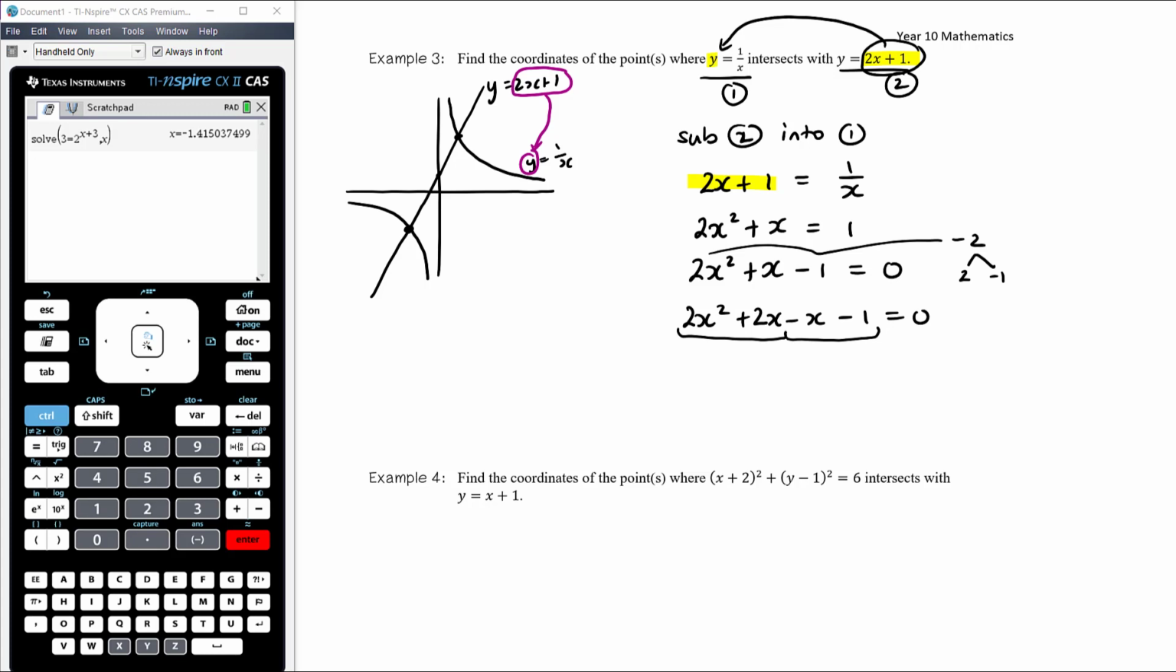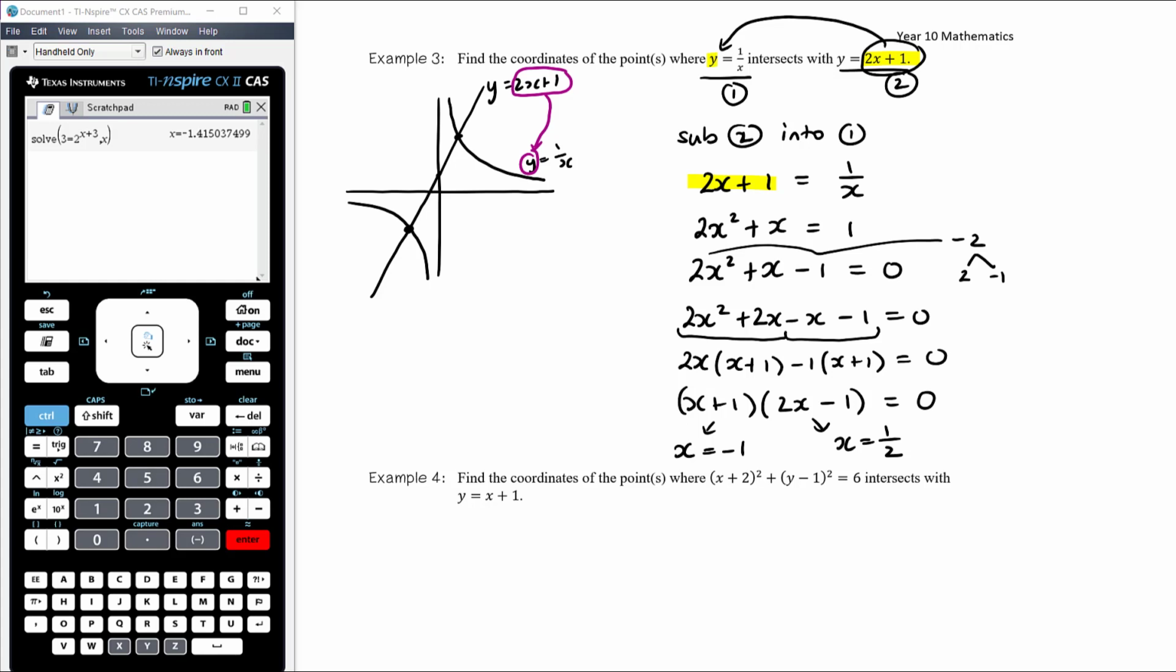Factorising the first two terms, common factors there are 2x, leaves me with x plus 1. Common factors in the second two terms, negative 1, leaves me with x plus 1. And so taking out x plus 1 as my common factor, I get x plus 1 times 2x minus 1 equals 0. X plus 1 equals 0, so x equals negative 1. Or 2x minus 1 equals 0, so x equals 1/2 using our null factor law.